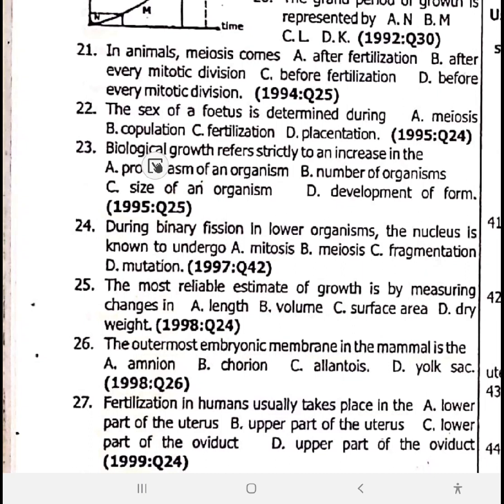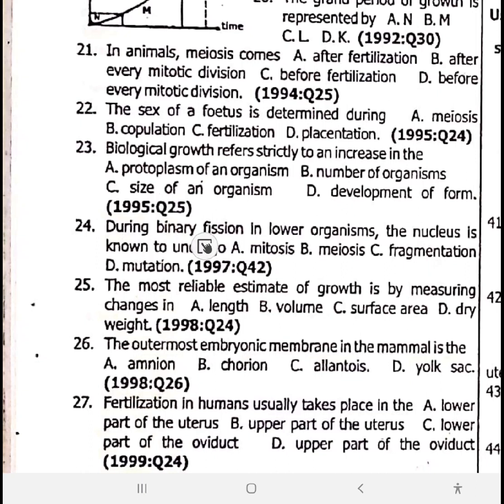The protoplasm of an organism. That's everything inside. See, you have a cell, right? Everything inside the cell together is the protoplasm of the cell. Then inside the cell is the cytoplasm. So biological growth refers to the total increase of that cell.